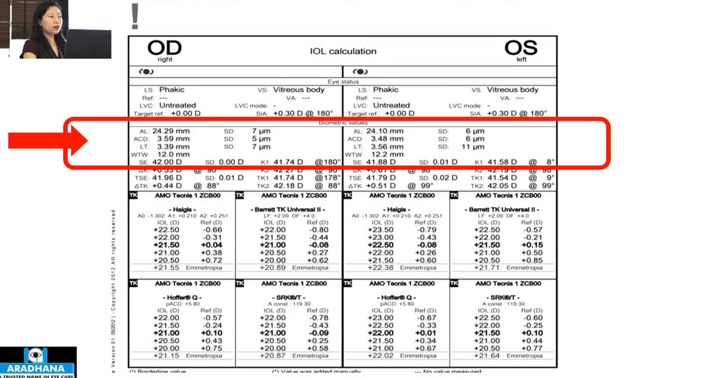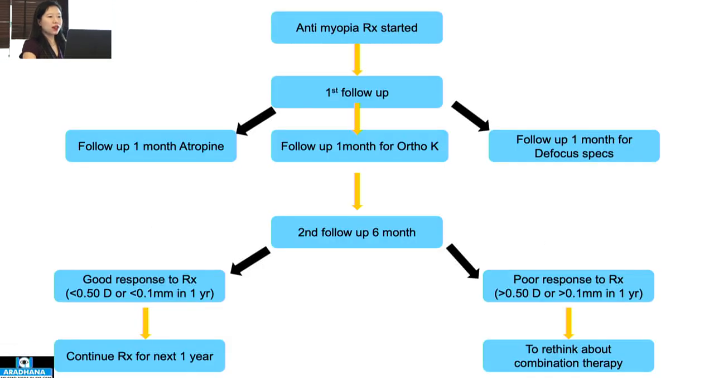Hence, in our hospital, we do axial length monitoring of all the kids. Like 99% of the kids, we make sure we do that as long as they are cooperative for the examination. And once we start with anti-myopia treatment, which we'll come to later, we have to do a first follow-up at 1 month to see the side effects or any adverse effects of whatever treatment we're giving. Then a second follow-up at 6 months.